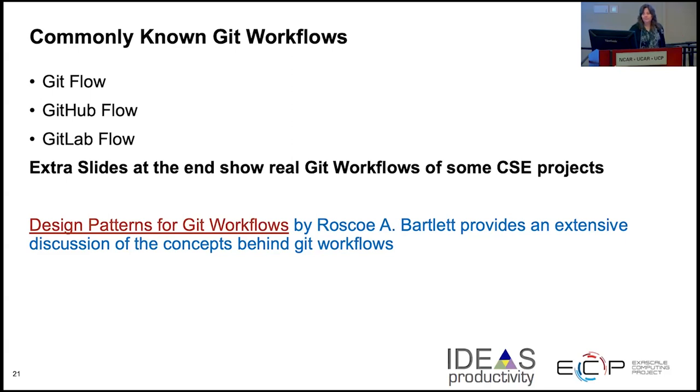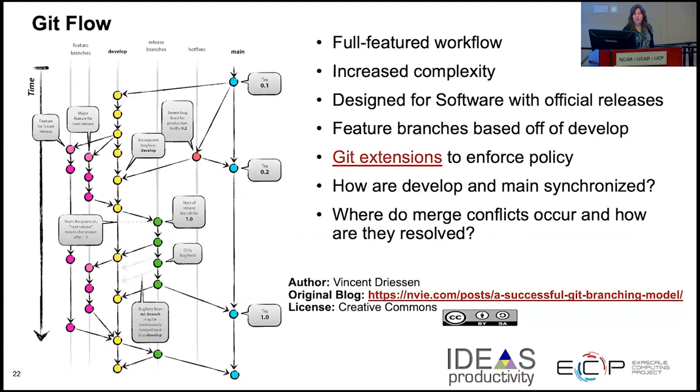So the first Git workflow is Git flow, and you can see it looks quite complex. It's maybe hard to see some of this, but it has the main branch and a develop branch, and this is designed for software that has official releases, and you may be in that category, so you may think about this. You can see that if there's a hot fix, it would go into both of those branches because they want to make sure that they both work.